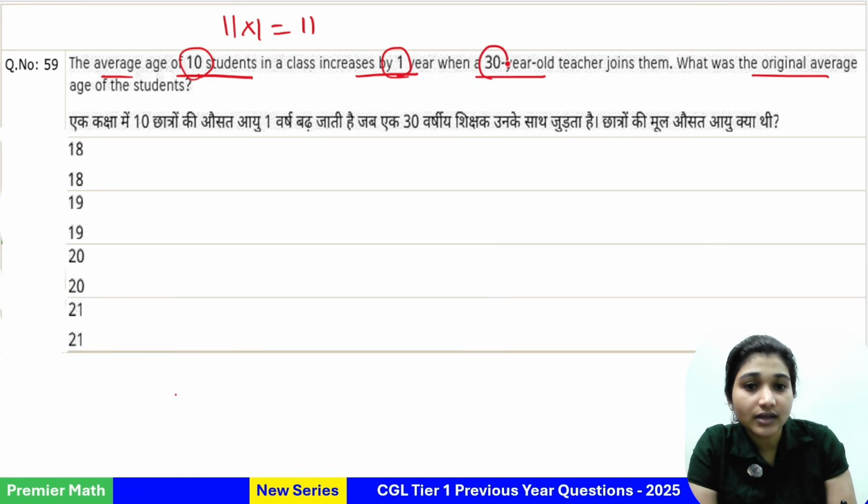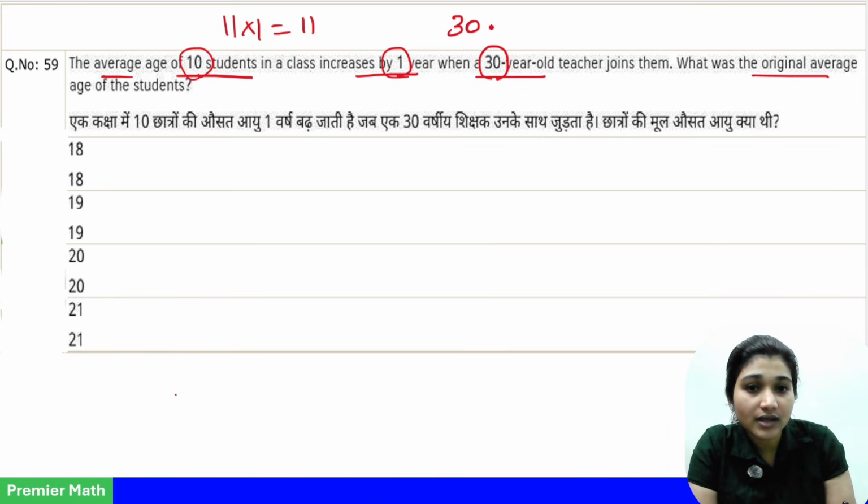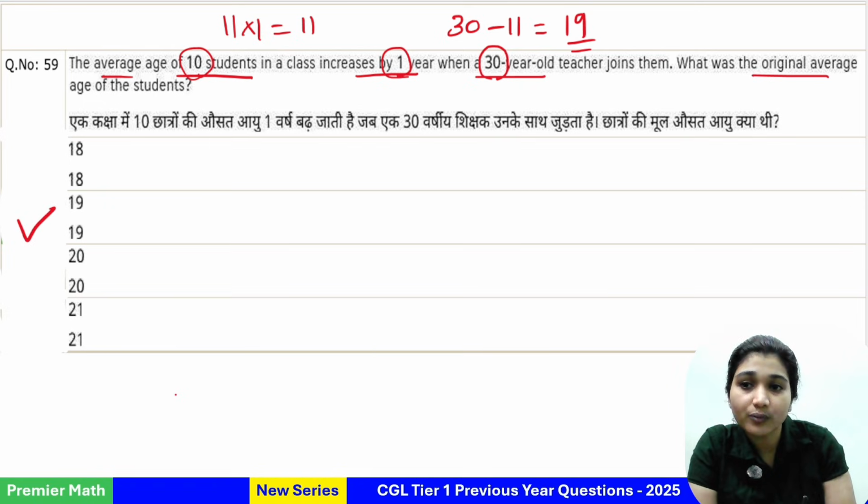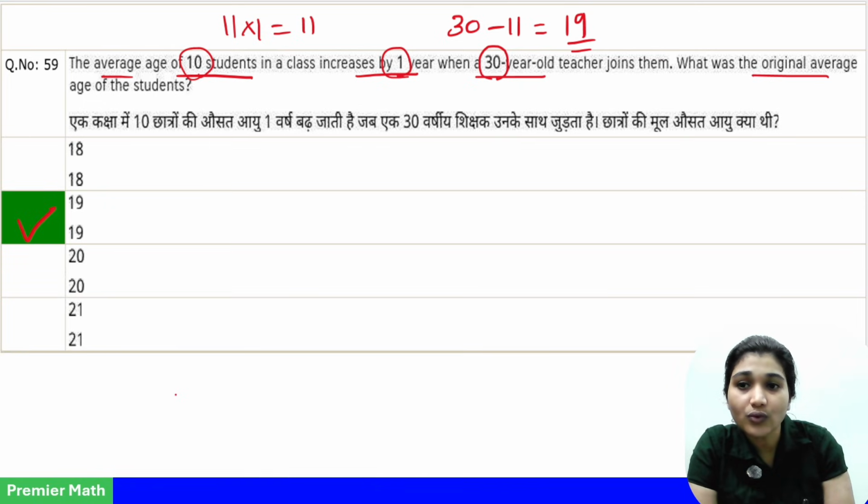Now a 30-year-old is joining. So subtract 11 from this 30. So 19 is the initial average. Option 2 is your answer. Or you can do option verification.